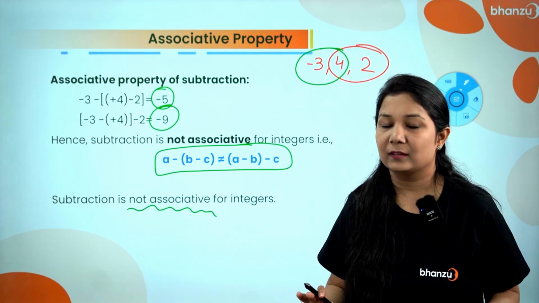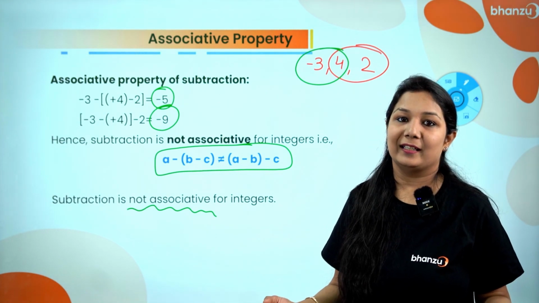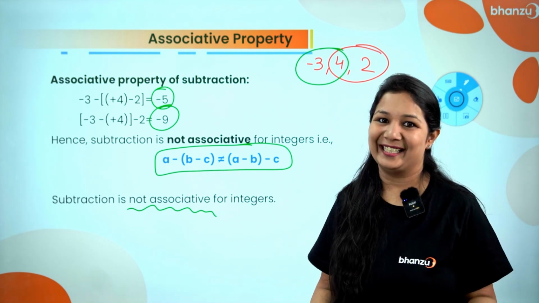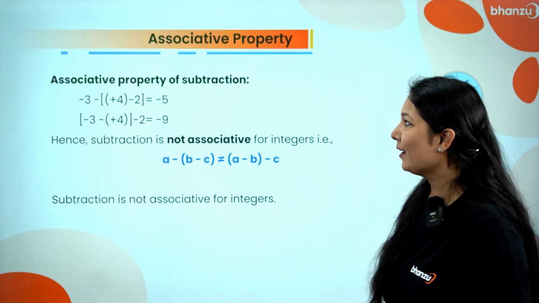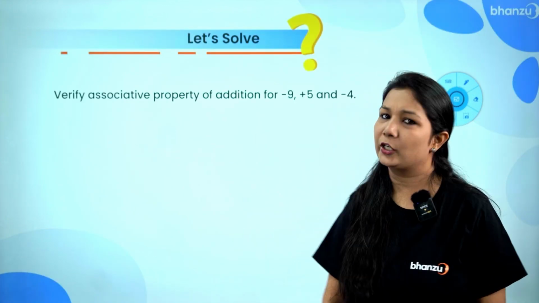So I told you, I was thinking that it will not be good. Yeah, it's not good. It does not hold true. You can check with any integers. Got it? Yeah. So now let's take up a practice question for the associative property.